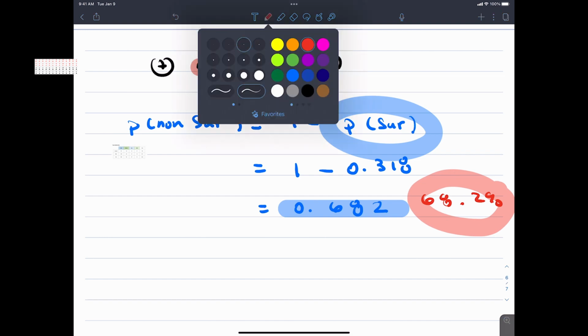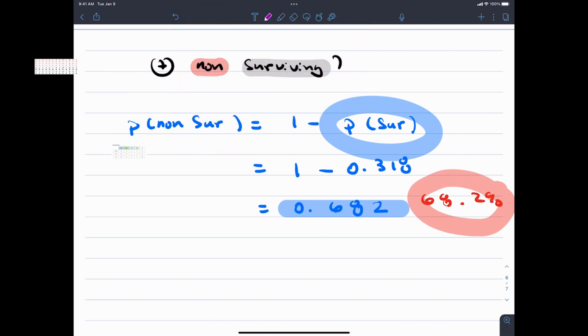Now, what is not surviving, AKA? Died. The complement of surviving is dying. There are only two options: you can survive or you can die, which is non-surviving. So this is the chance. This is why we call it a mortality table. It's like a mortality rate, meaning the chance of you not surviving is 0.682.